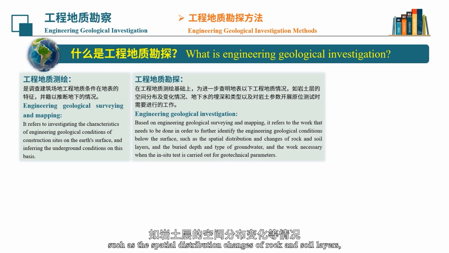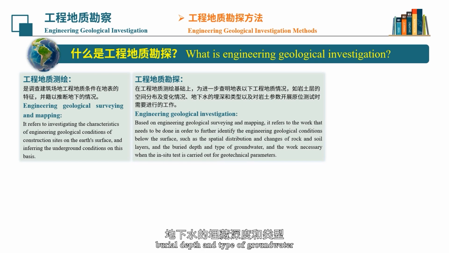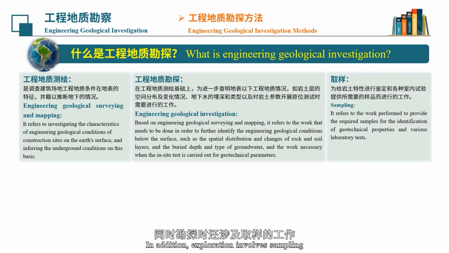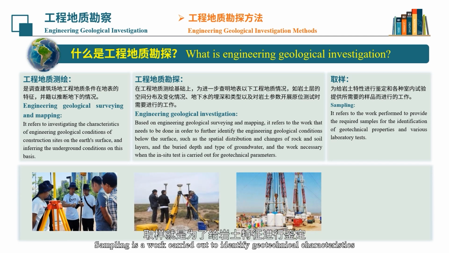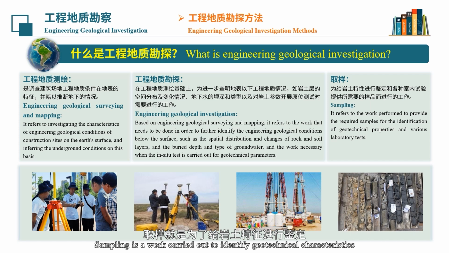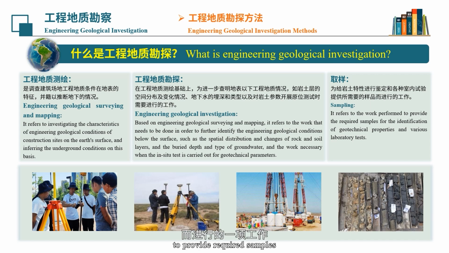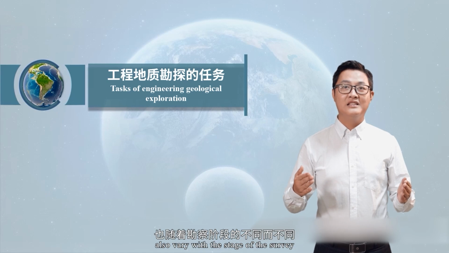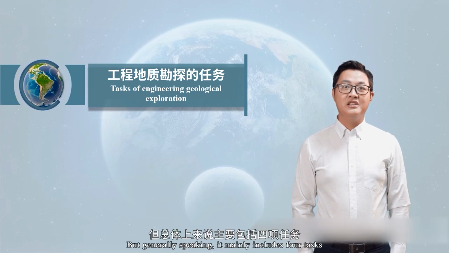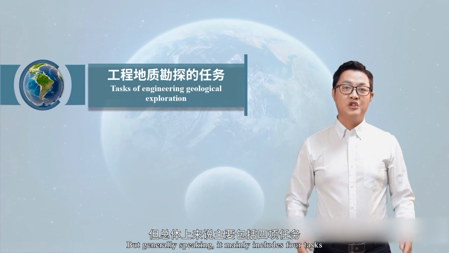Engineering geological exploration is to further find out engineering geological conditions below the surface, such as the spatial distribution changes of rock and soil layers, burial depths and the type of groundwater, and the work that needs to be done when the geotechnical parameters are tested in situ. In addition, exploration involves sampling. Sampling is work carried out to identify geotechnical characteristics and to provide the samples required for various laboratory tests. The tasks of engineering geological exploration also vary with the stage of the survey, but generally speaking, it mainly includes 4 tasks.